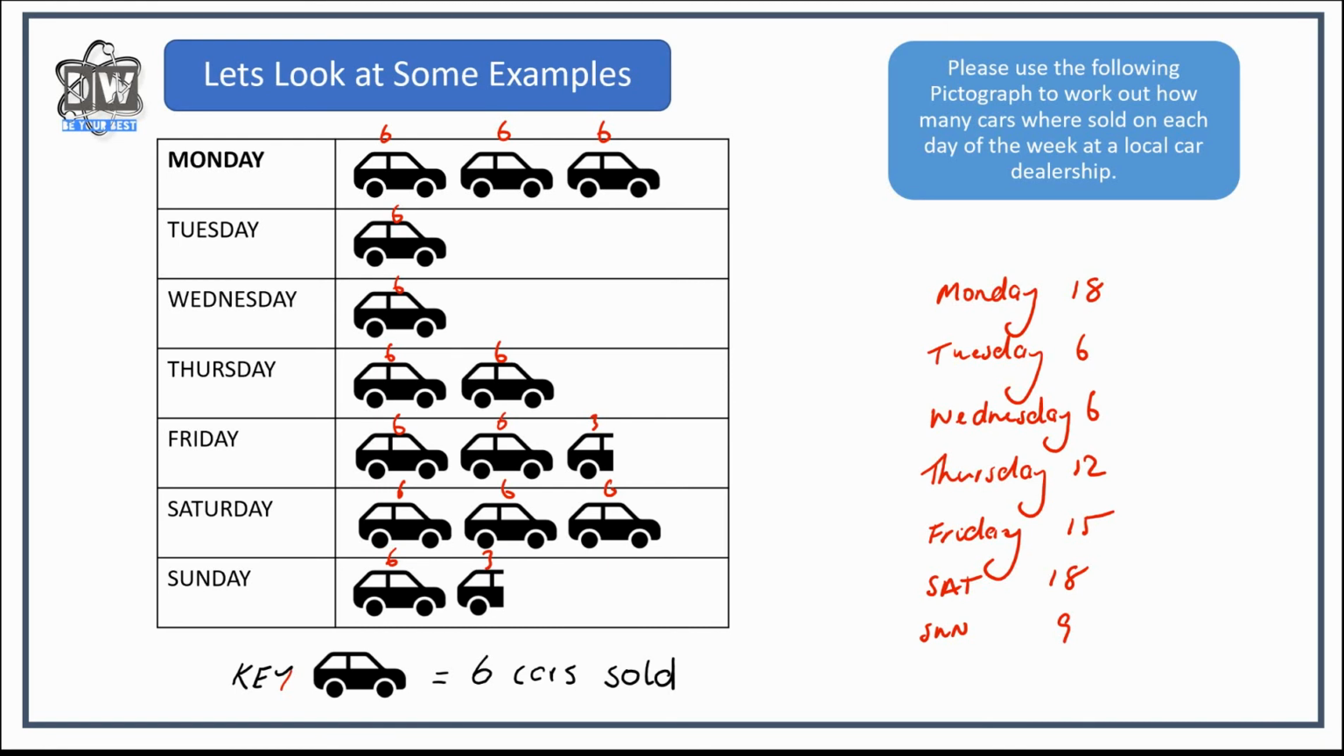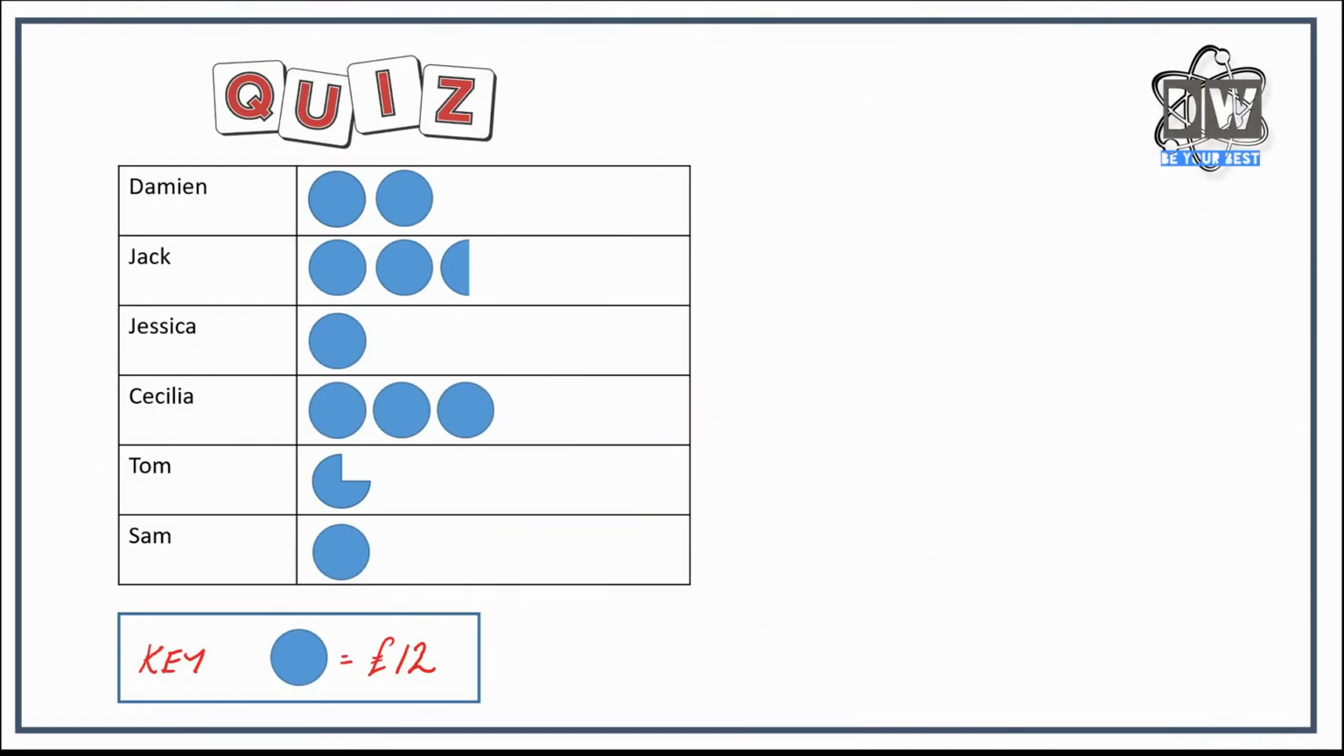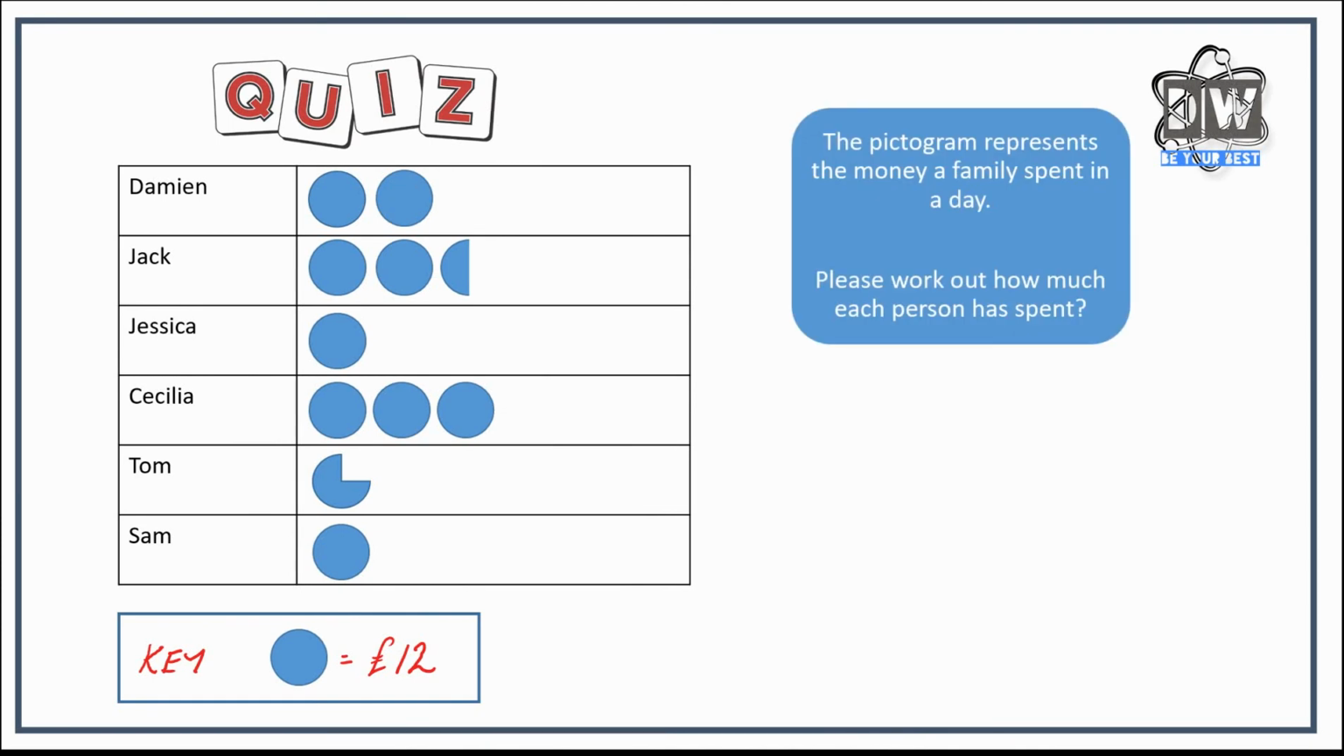But anyway, believe it or not, we're already at the quiz. I know you guys are going to go out there and absolutely smash it. Here goes the quiz question. The key is each one of these discs is worth 12. Okay, so this pictogram represents the money a family spent in a day. Work out how much each person has spent. So I'm sure you get it correct.